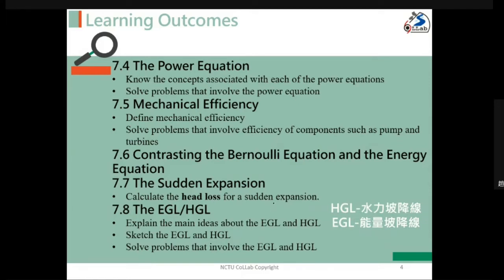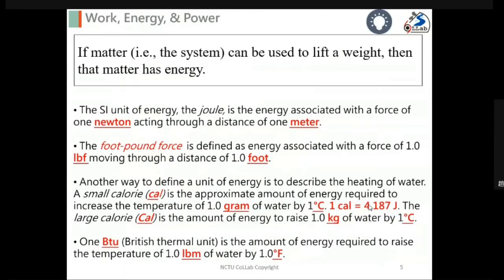Okay, so here are the learning outcomes, and I will just skip them. I would like to highlight the important topic presented at the end of this chapter, the EGL and HGL, which are widely used to describe the variations in pressure and velocity for the fluid flow field. So this is very, very important for our hydraulic problems. I will take around 10 minutes to introduce the two parameters today.